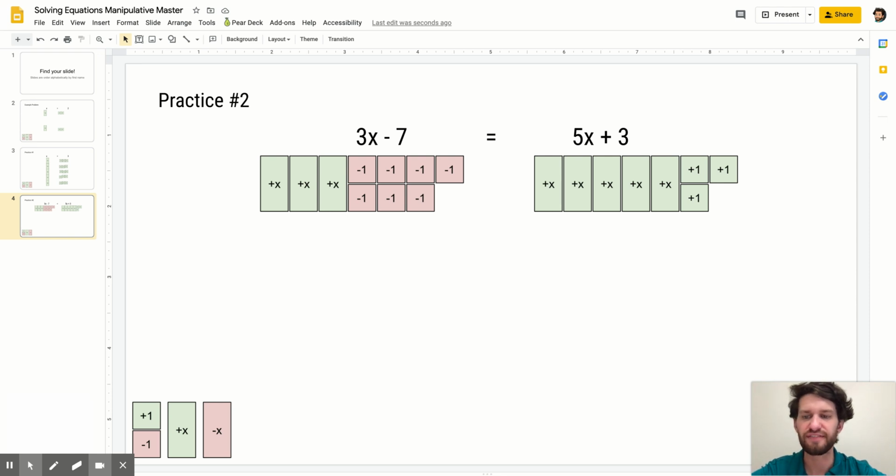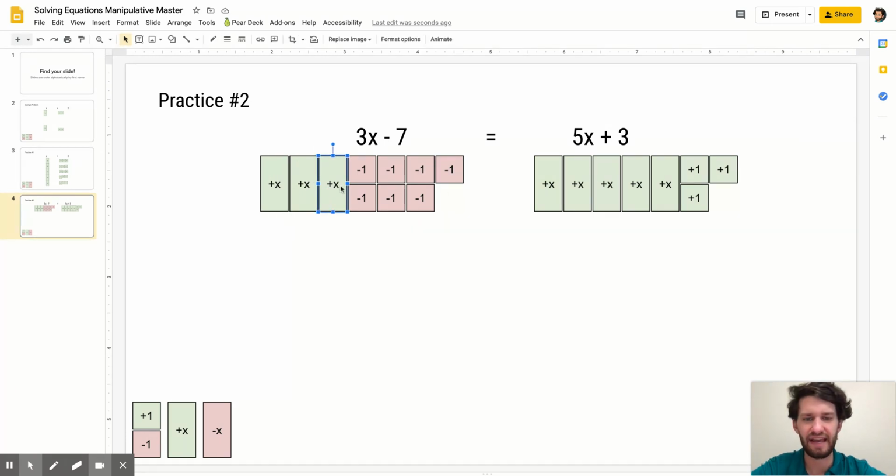So this third video, we're going to look at a third example problem here. This time we have x's on both sides of our equation. So we have 3x's over here and 5x's over here. So I'm going to have to remove some x's, right? We want all of our x's to be on one side and all of our 1's to be on the other side. So let's see what we can do here.